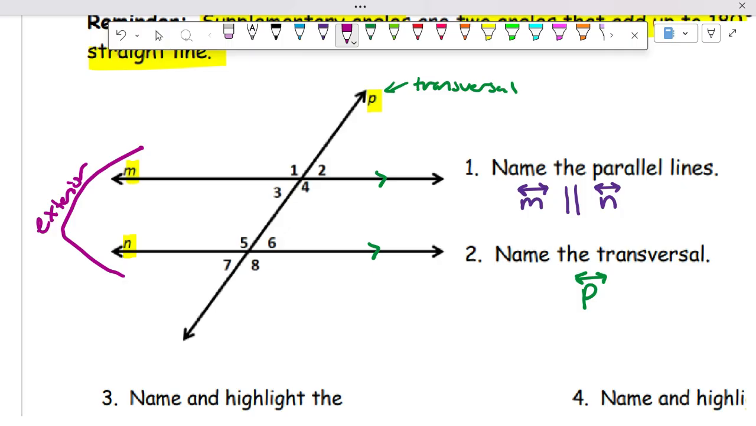Interior is inside the parallel lines. So that would be 3, 4, 5, and 6. So in here is the interior. So it's between the two lines. Now, why am I saying that? Because some of the theorems are literally like alternate interior, alternate exterior. It's telling you which angle specifically you're looking at.